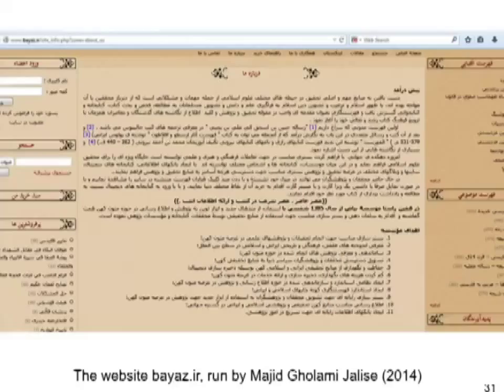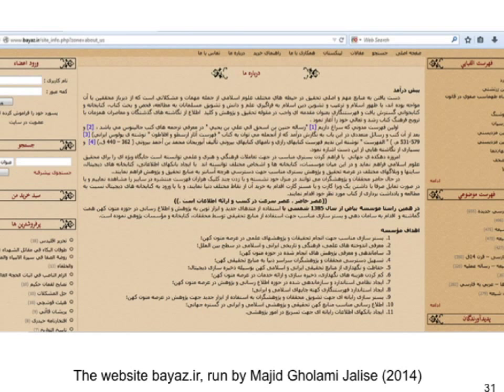A recent and very important initiative in the field of assessing Persian lithograph books is the Iranian website Bayaz, run by Majid Ghulami Jalizeh. Since its installment in 2006, the initiative has so far resulted in the photographic documentation and cataloging of more than 30,000 lithographed items preserved in various Iranian libraries. The website is continually updated with hundreds of new items every month and is eventually expected to result in the publication of what Jalizeh modestly calls a comprehensive hand list of Persian lithographed books.